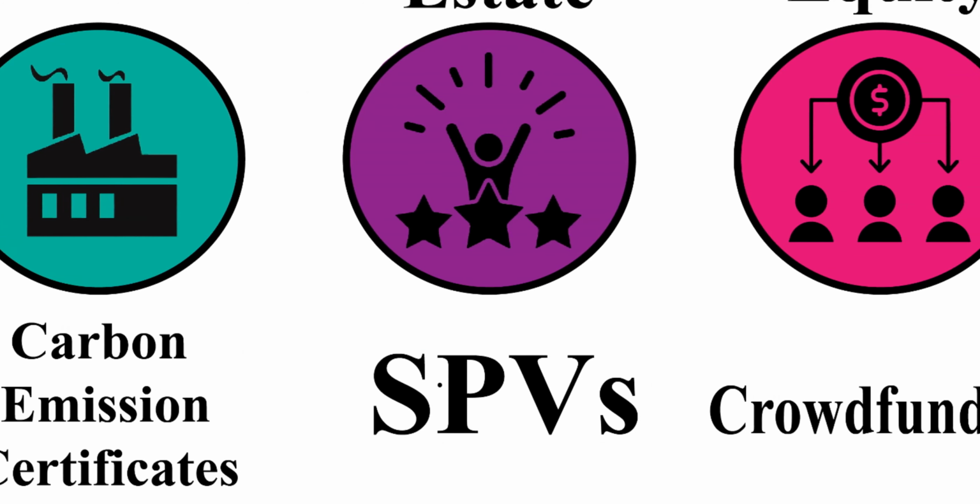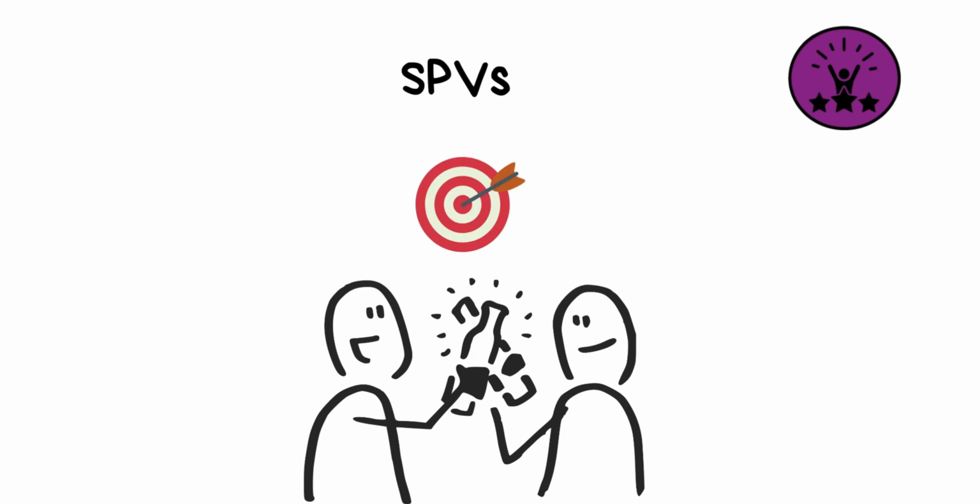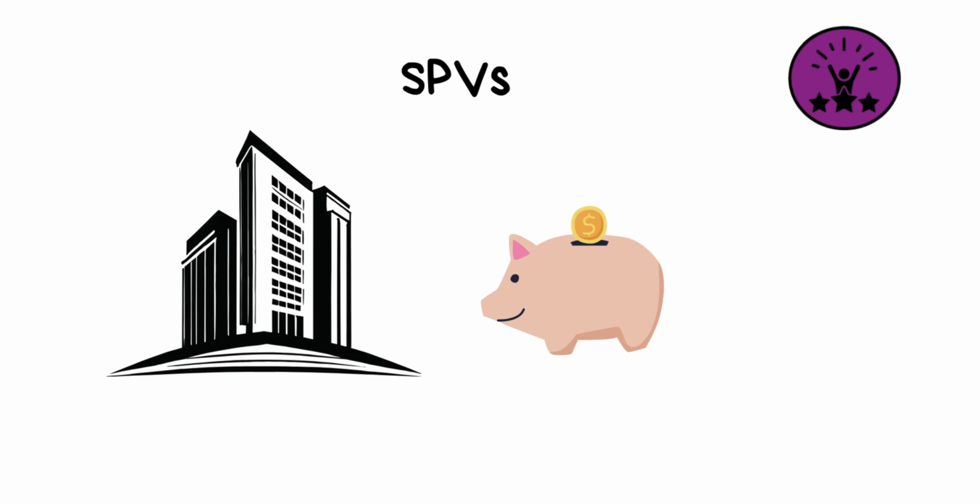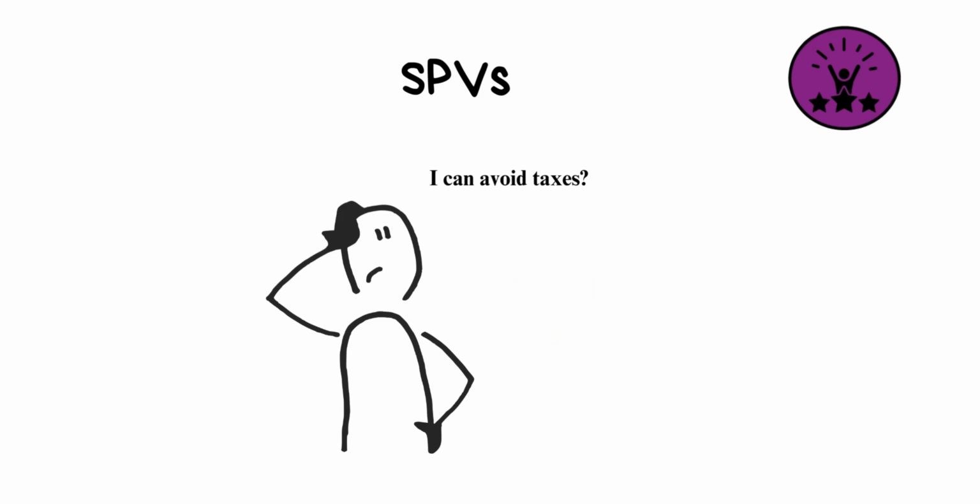SPVs. It is a legal entity created to fulfill specific, narrow, or temporary objectives. It is typically used by companies to isolate the firm from financial risks. SPEs allow tax avoidance strategies that are not available in the main jurisdiction.